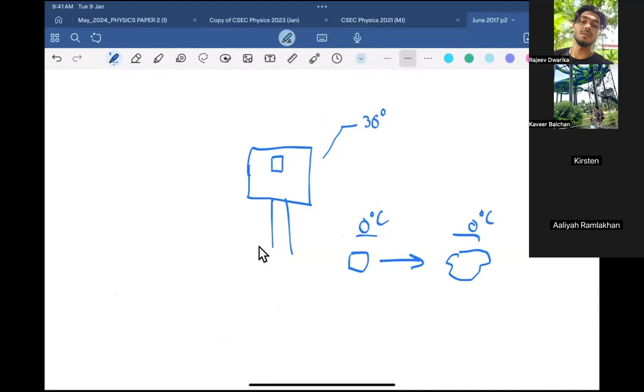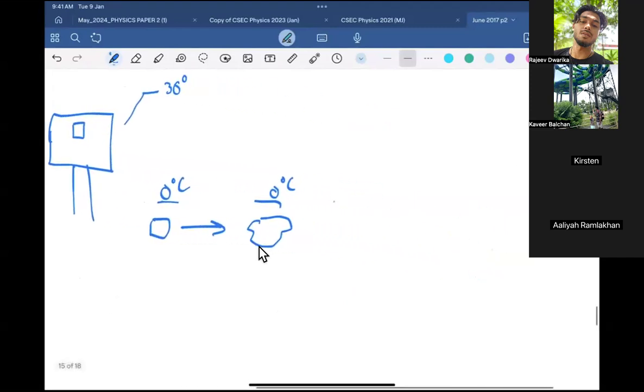So when you change state, are you changing temperature? No. Because the ice will melt to water at 0 degrees Celsius, and when it reaches water, then it gets heated up.